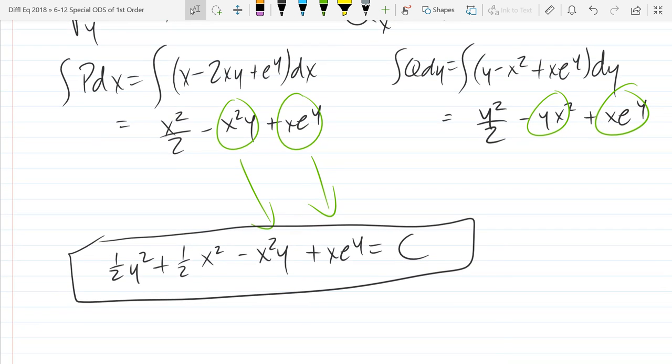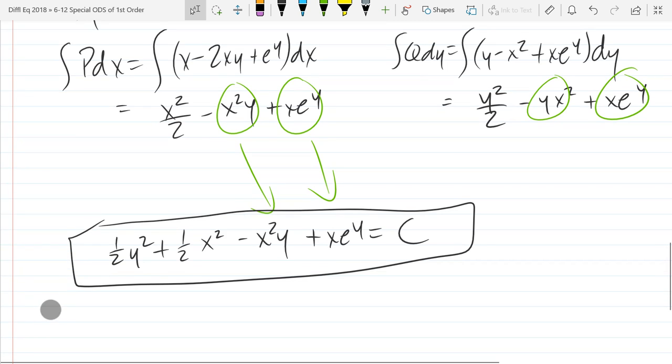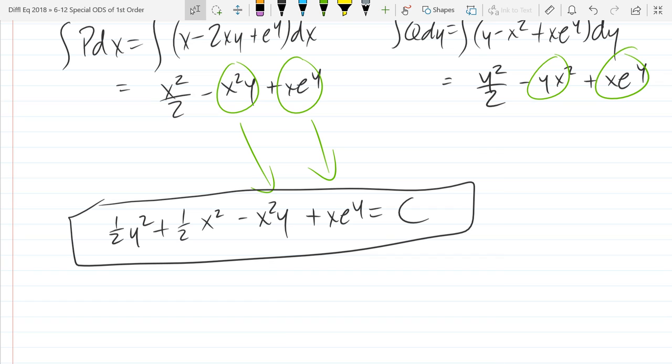So this would be another great example of when you can't solve for y. No possible way to solve for y here, but you could solve for y prime after you take a derivative. All right, so that's the end of exactness right there. The next section is integrating factors. We'll get started in that.